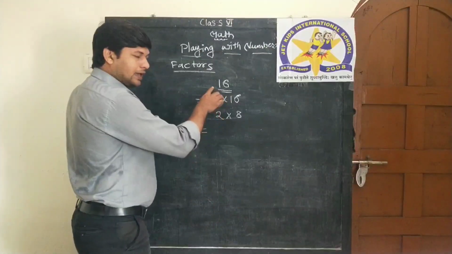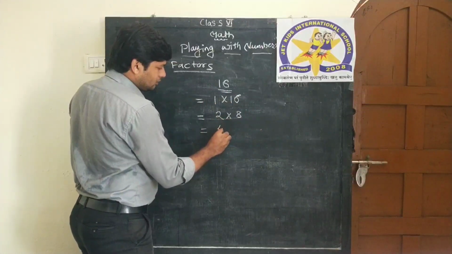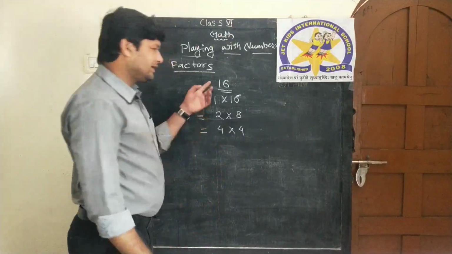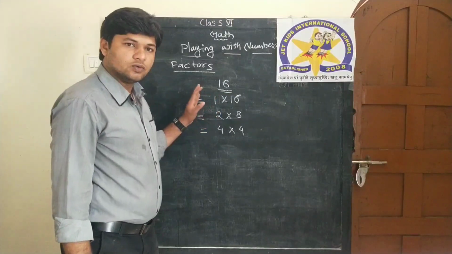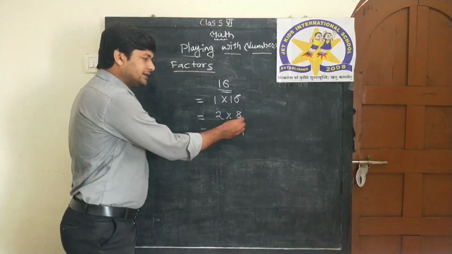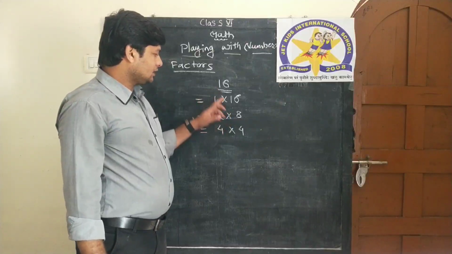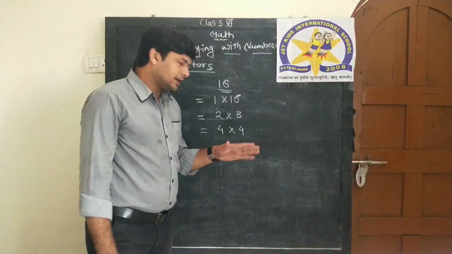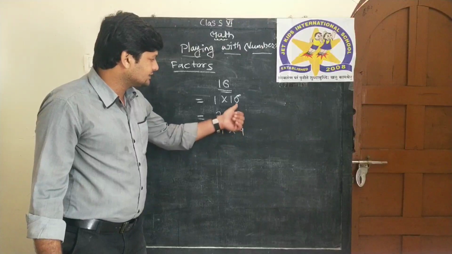Then, can we divide it by 3? No. Can we divide it by 4? Yes, 4 multiplied by 4. Now, can we divide it by 5? No. 6? No. 7? No. 8? Yes, we can divide it by 8, but we already did 8 multiplied by 2, so no need to count it. Now 9? No. 10? No. 11, 12, 13, 14, 15? No, we cannot. 16? Yes.